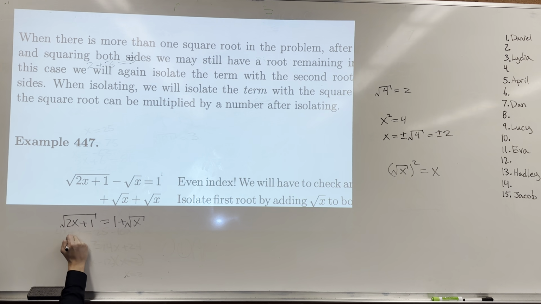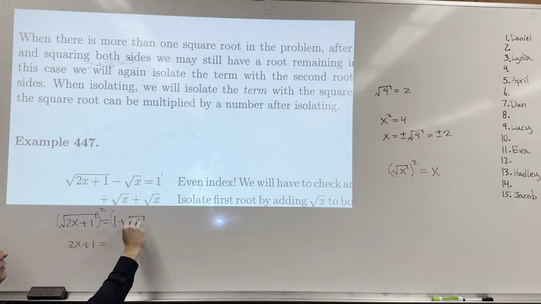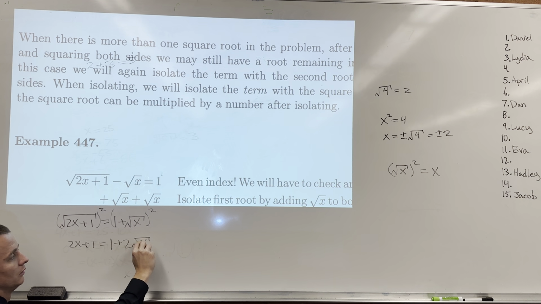Squaring this side, we're left with just 2x plus 1. So that's nice and easy. Is equal to, we were squaring both sides, so that's squared. That's still 1. That's squared. It's just x. 1 times 1 is 1, plus 1 times square root of x. The square root of x times 1 gives me 2 square roots of x. Plus, x times x is just x. Now, once again, I'm going to get my radical by itself on one side, everything else on the other side, and then square again.